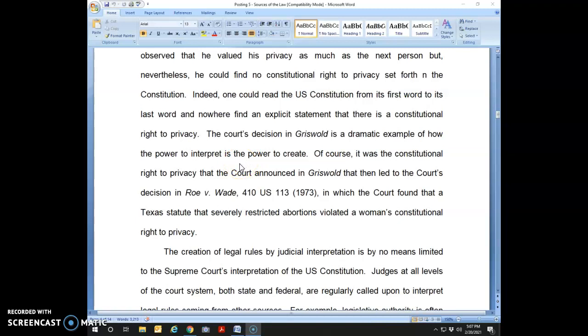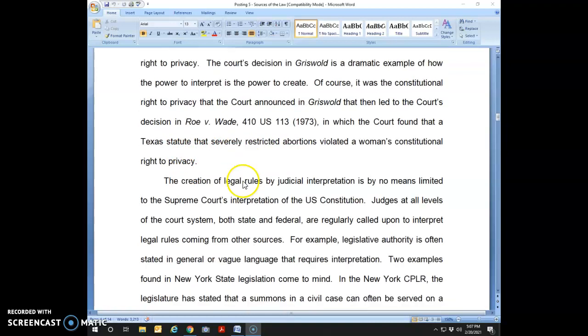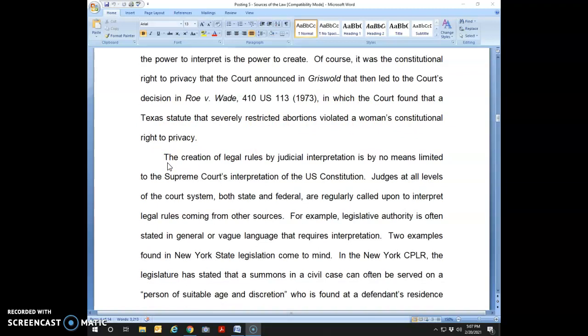And in Griswold, I'm going to suggest the court created a constitutional right. So the argument could be the right wasn't in the Constitution until the court said it was, which seems to me to be an act of creation. And just historically, it was that right of privacy in Griswold that led to the court's decision in Roe versus Wade, in which the court found that a Texas statute that severely restricted abortions violated a woman's constitutional right to privacy.